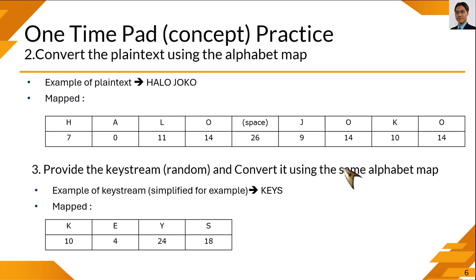The third step is to provide the key stream. As I have stated earlier, it should be random, but for this example, I will just use a very simplified one. It's the word KEYS. I will convert it using the same alphabet map. I've mapped K into 10, E into 4, Y into 24, S into 18.